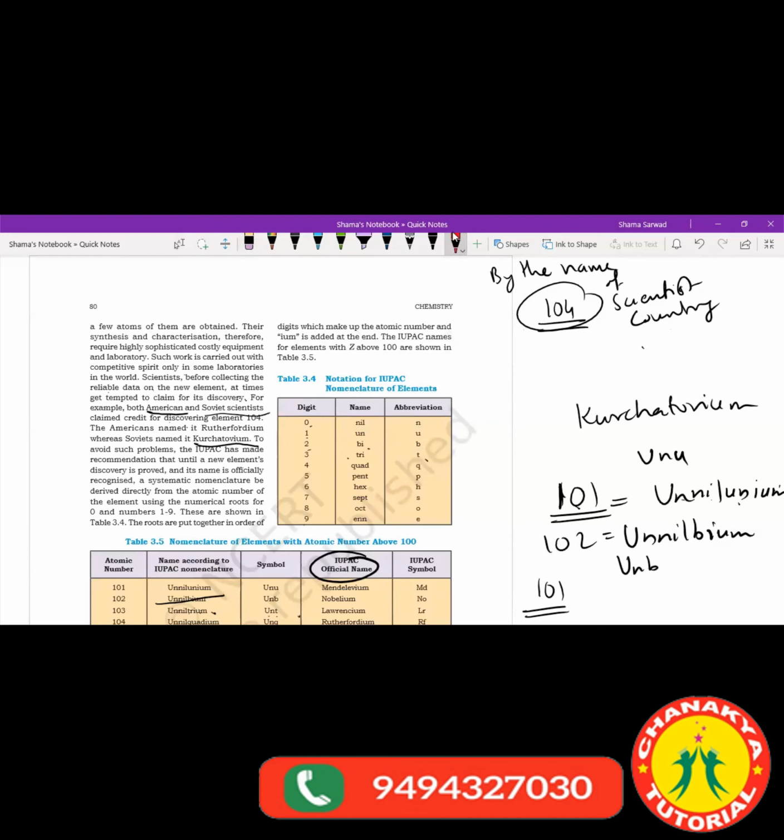See, the other name I mentioned is given here. The name is Unnilquadium. And the first name is what? Rutherfordium, for the element which has the atomic number 104.